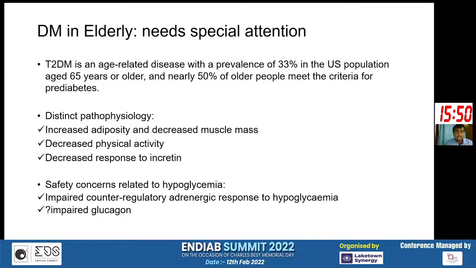And coming to the next topic, that is diabetes in the elderly, what are the issues of diabetes in the elderly? We know that type 2 diabetes is an age-related disease with a prevalence of 33% in the US population ages 65 years or older, and nearly 50% of older people meet the criteria of pre-diabetes in the US population. Now, diabetes in the elderly has a distinct pathophysiology because elderly patients often have increased adiposity, decreased muscle mass, and also because of the sedentary lifestyle, they have a high risk of diabetes, and some of them may have a decreased response to incretin also. And apart from this, there are also safety concerns related to hypoglycemia in the elderly. Elderly patients may have impaired counter-regulatory adrenergic response to hypoglycemia, and they may have impaired glucagon reserve as well. So all these factors taken together emphasize the need for special attention to treat diabetes in the elderly.